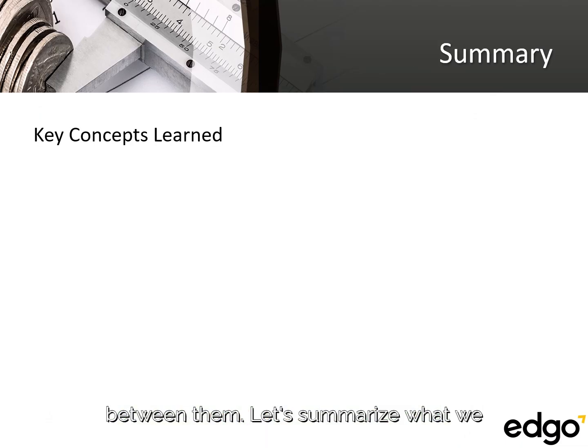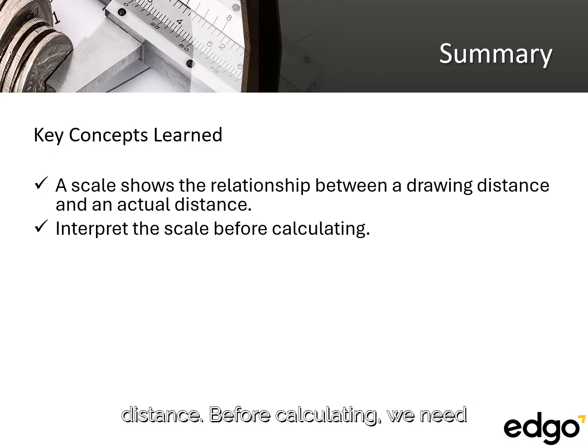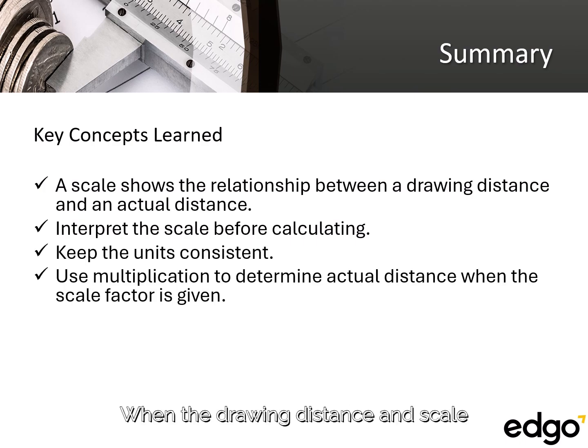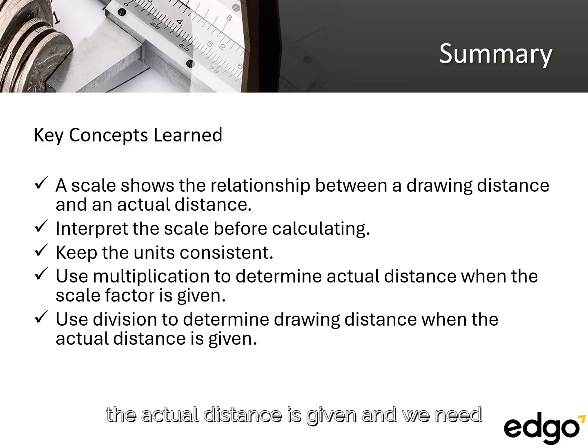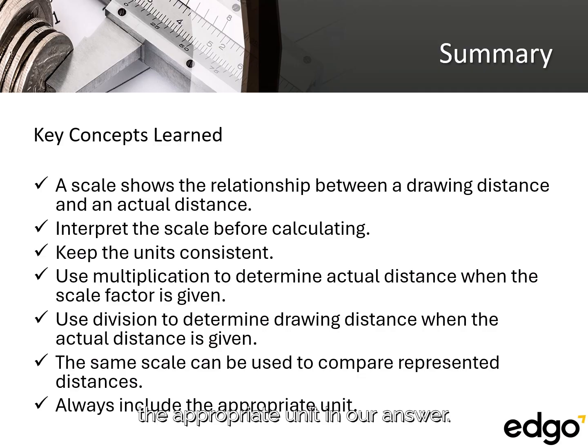Let's summarize what we have learned. A scale tells us the relationship between a distance shown on a drawing and the corresponding actual distance. Before calculating, we need to interpret the scale correctly. We also need to keep our units consistent. When the drawing distance and scale factor are given, we use multiplication to determine the actual distance. When the actual distance is given and we need to find the drawing distance, we use division. And when two or more distances use the same scale, we can compare them directly after determining their actual values. Finally, we should always include the appropriate unit in our answer.